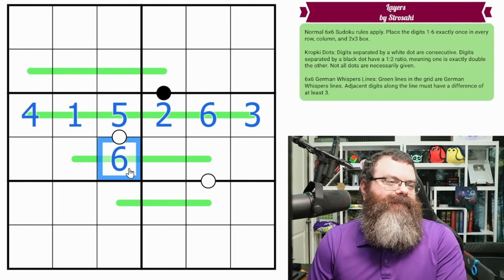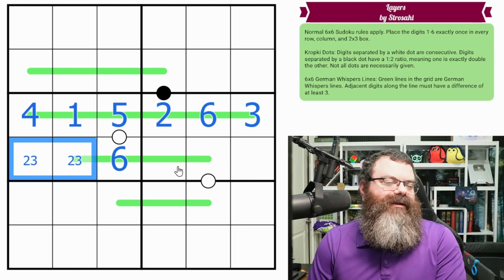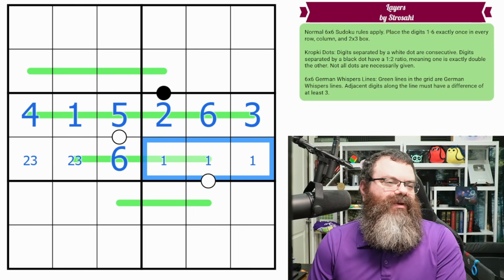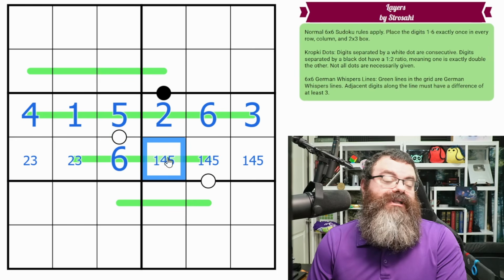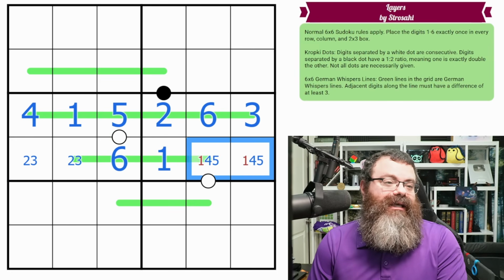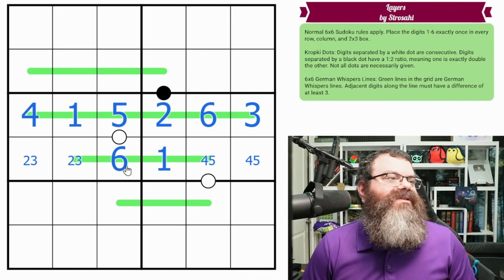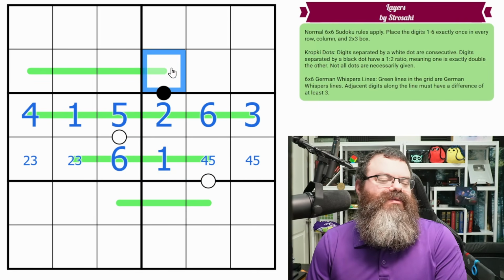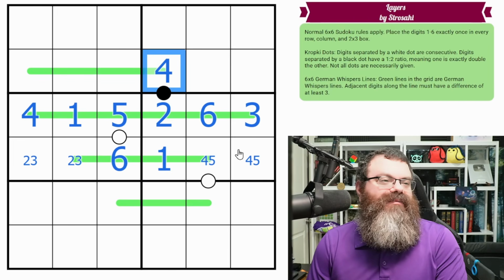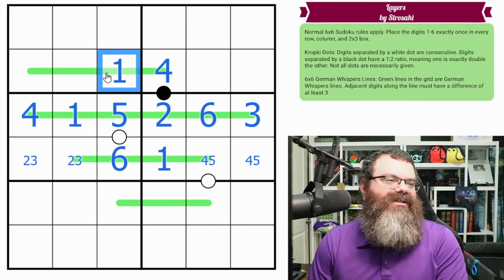Now, this is a 2, 3 pair just by Sudoku, and this is 1, 4, 5. So the only low digit of 1, 4, 5 is the 1. So this has to be a 1 next to the 6. And both 4 and 5 work next to a 1. Both 2 and 3 work next to a 6. All right. Next to this 2, we could put a 1 or a 4, but 1 is gone, so we got to put the 4. That has to be next to a 1.